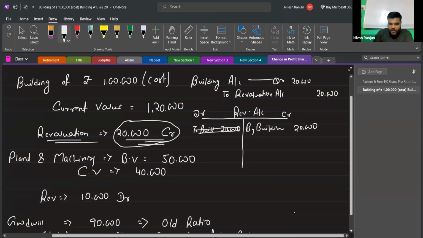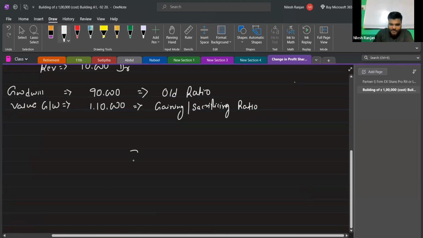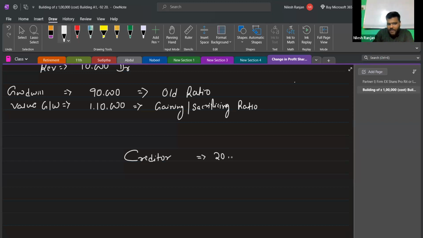There is a creditor of rupees 20,000, and we have to pay 24,000 now. So there is a loss of 4,000, not 20,000. So why did you say 20,000 previously? No, I misheard the question. Okay. So creditor is 20,000 and we have to pay 24,000, so there is a loss of 4,000 only.